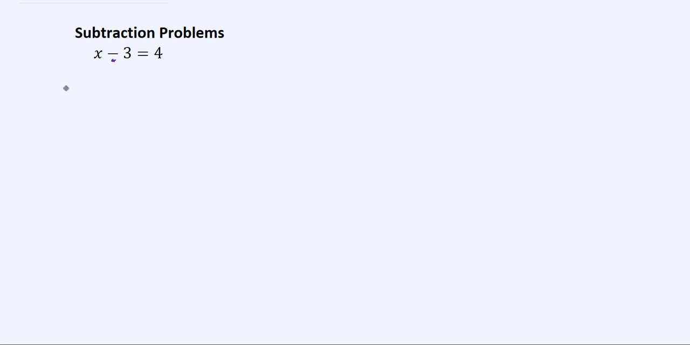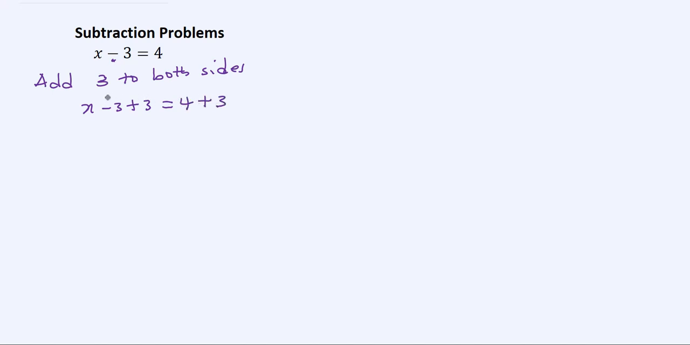So here we have x minus 3 is equal to 4. On the left hand side, we have x minus 3. On the right hand side, we have just 4. For us to isolate x and make x stand alone on the left hand side, what do we do? We have to add 3 to both sides. So let's do that. Add 3 to both sides. And we'll have x minus 3 plus 3 is equal to 4 plus 3.